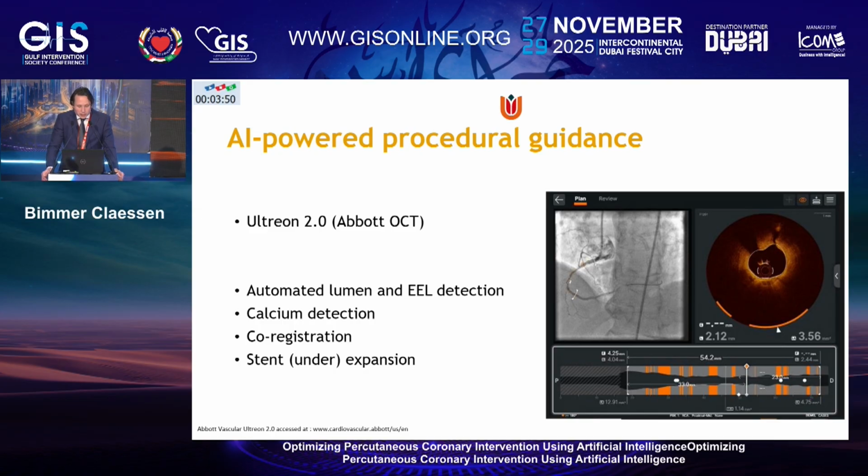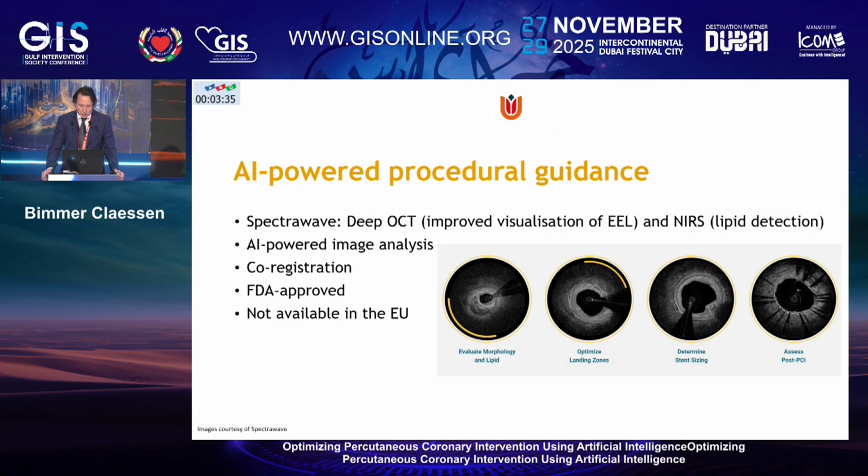Everybody who's used the Ultreon system knows that it helps with the automated lumen and EEL detection, calcium detection, it has co-registration, and it shows you whether your stent is well expanded. And these are all very important issues that we have to deal with in the cath lab, and this has really been made a lot easier by artificial intelligence.